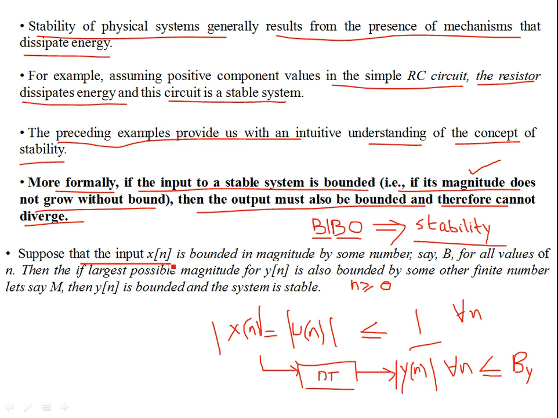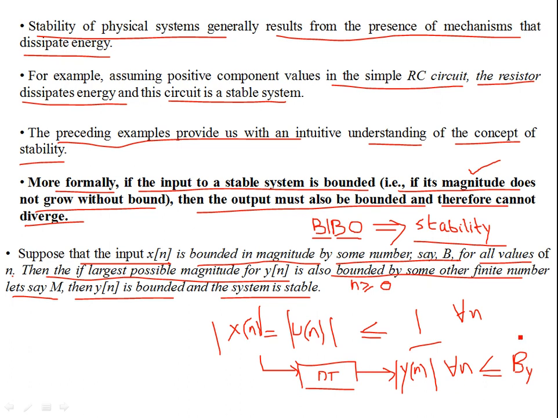Suppose that the input x of n is bounded in magnitude, that is important, in magnitude, by some number b, for all values of n. Then if the largest possible magnitude of y of n is also bounded by some other finite number, let's say capital M, then y of n is bounded and the system is stable. So first of all, you have to apply a bounded input, and if the output does not diverge, the magnitude of the output is also bounded for all the times by a certain bound, then you can say the system is stable. Okay, the output is not diverging.